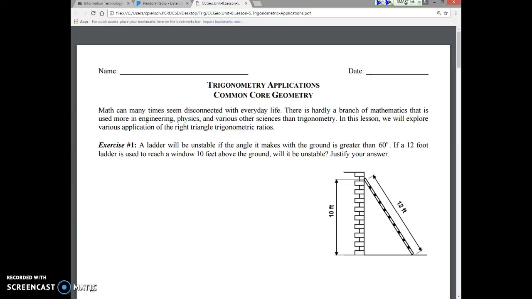On page 17, for exercise 1: a ladder will be unstable if the angle it makes with the ground is greater than 60 degrees. If a 12-foot ladder is used to reach a window 10 feet above the ground, will it be unstable? Justify your answer. We need to make sure we recognize that we're talking about the angle with the ground. So that's right there.